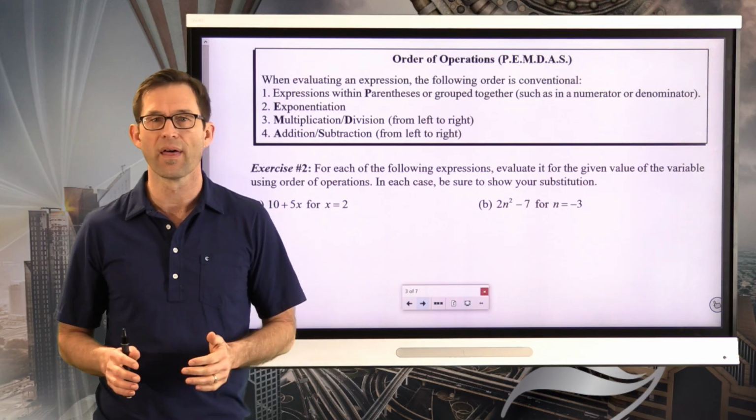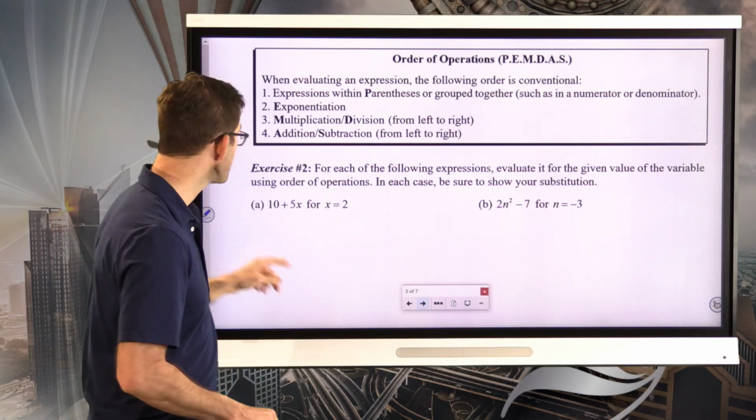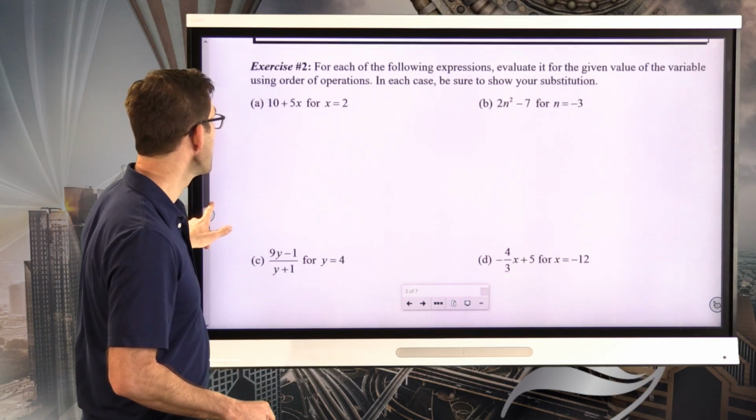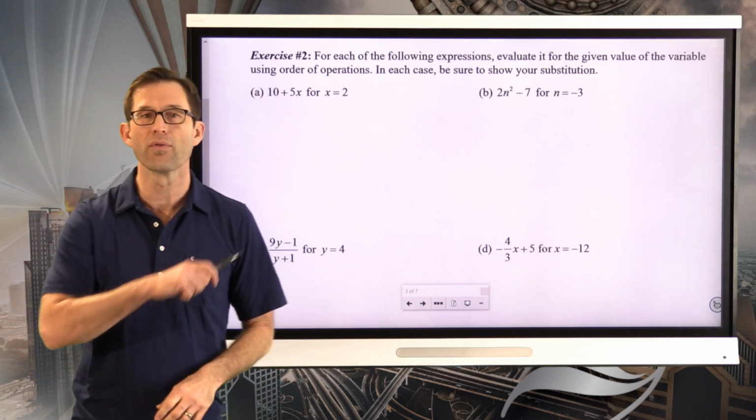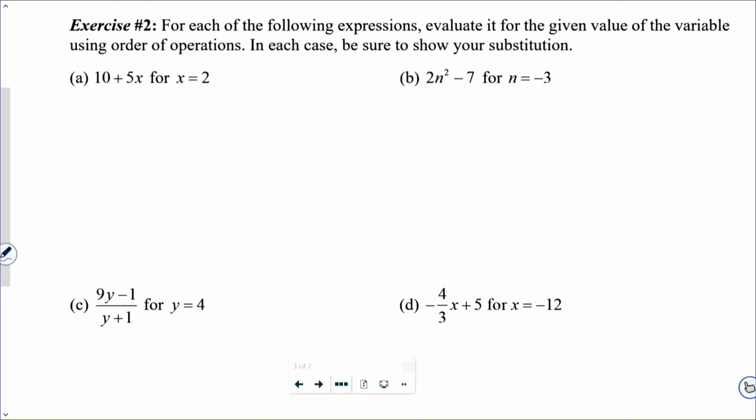But we'll kind of see some of that along the way. So let's take our order of operations in exercise 2 and evaluate just a bunch of different expressions. Here we go. Let me read through exercise 2 for you. For each of the following expressions, evaluate it for the given value of the variable using order of operations. In each case, be sure to show your substitution.